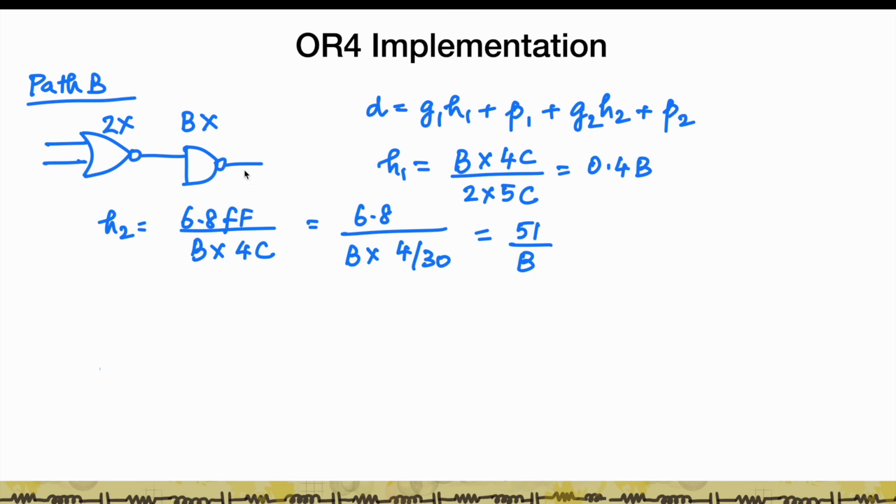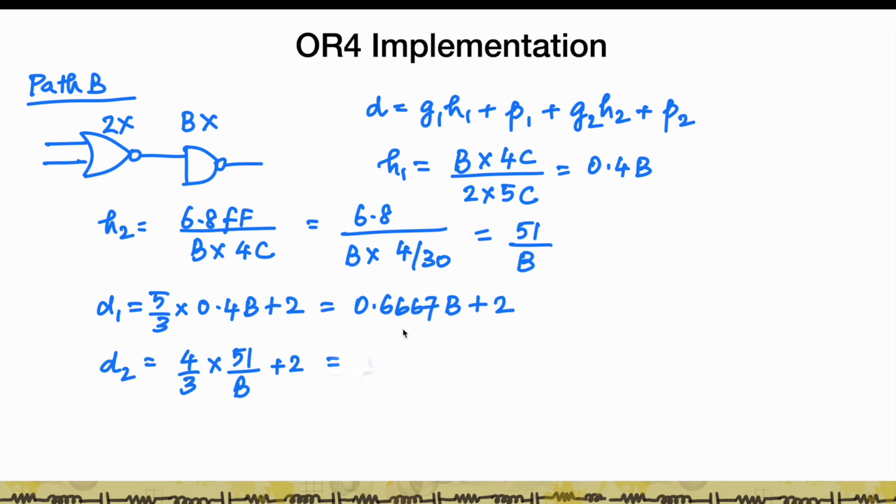H2 is 6.8 femtofarad divided by B into 4C. Again, you know the value of C, so this works out to 51 by B. Right? So this is the value of H2. And so my total delay for the first stage is 0.67 times B plus 2. Delay of the second stage is 68 by B plus 2. And the delay, therefore, of this path is 0.667b plus 68 by b plus 4.